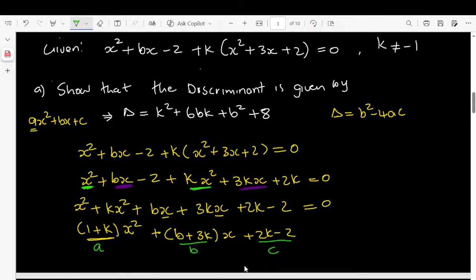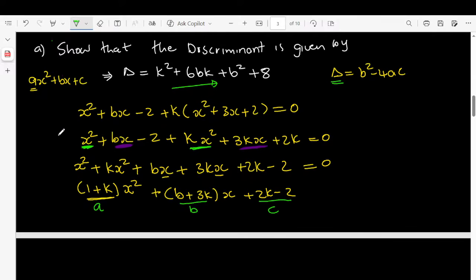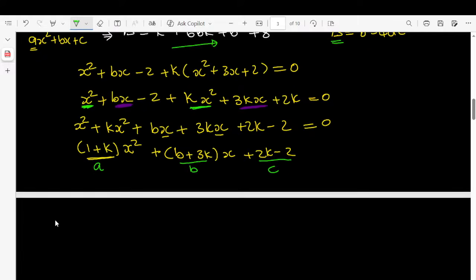If you understand how we did this, you are ready to substitute everything in the discriminant formula and simplify. Let's see if we get the same answer. The discriminant equals b squared minus 4ac. Where there's b, we put b plus 3k, and square everything, minus 4 into the value of a. It's 1 plus k, but I'm going to write it as k plus 1.